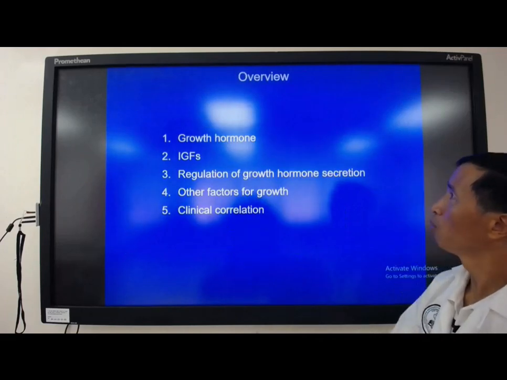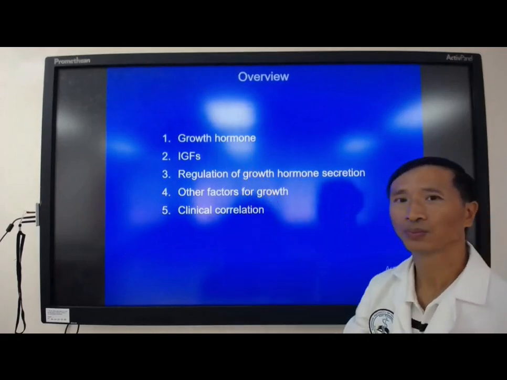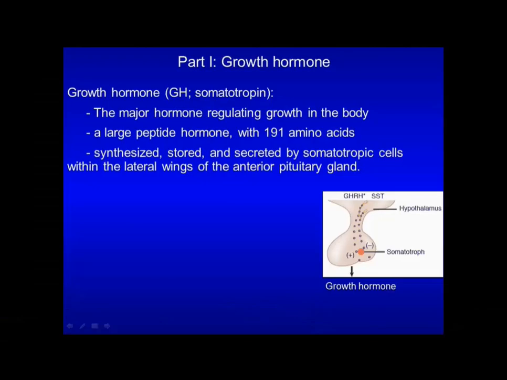First, we will look at growth hormone. Growth hormone is also known as somatotropin. It is a major hormone regulating growth in the body. It is a peptide hormone with 191 amino acid residues. It is synthesized by somatotropic cells of the anterior pituitary gland.